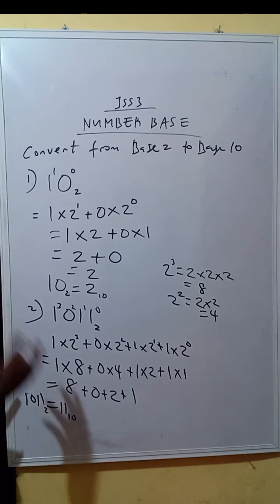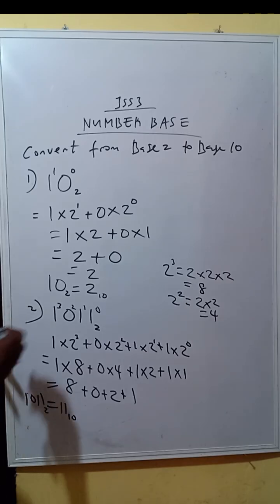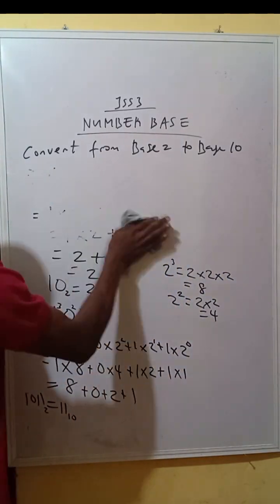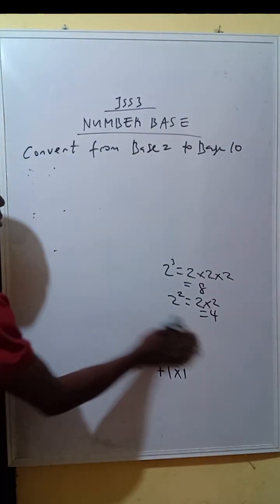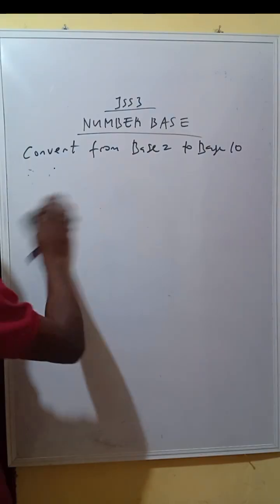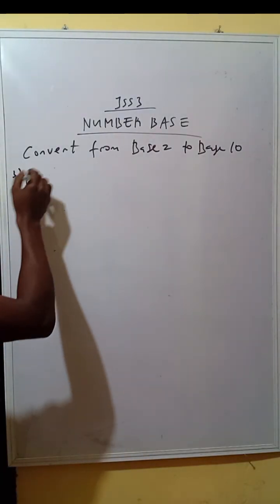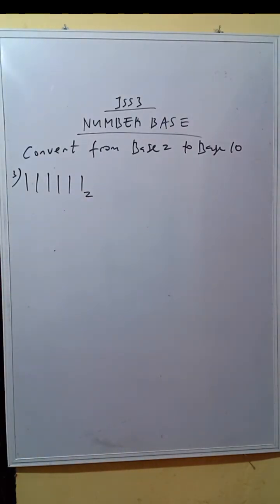So, did you get that? Let me give you one final example on conversion from binary numbers to decimal numbers. Final example. Let's take a bigger number. Example 3, 11111 in base 2. You want to convert to a number in base 10.